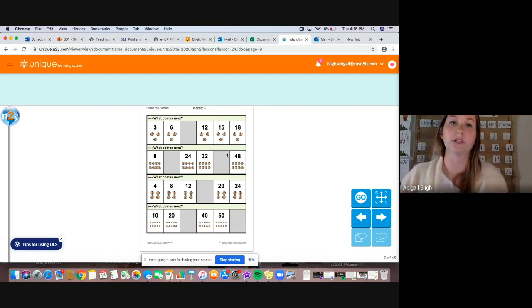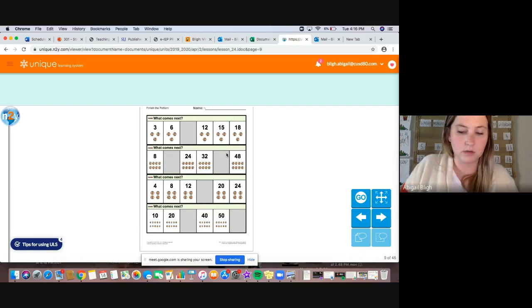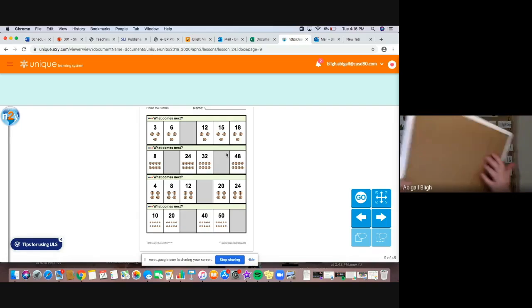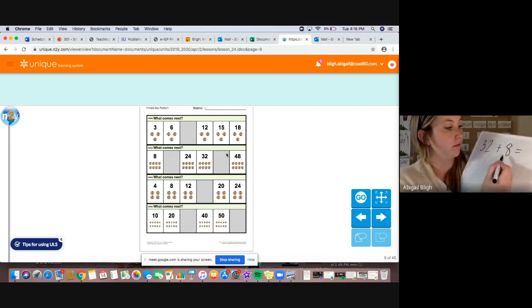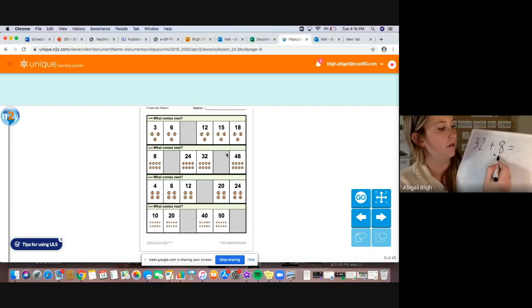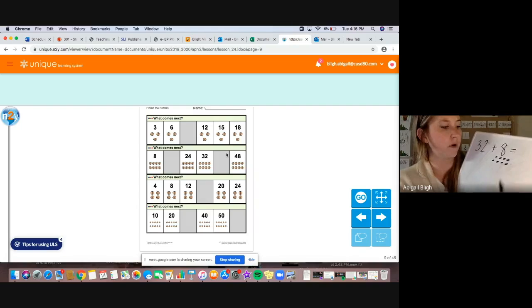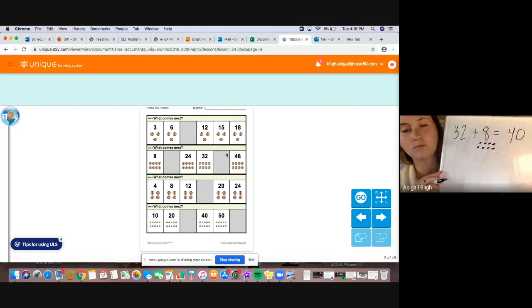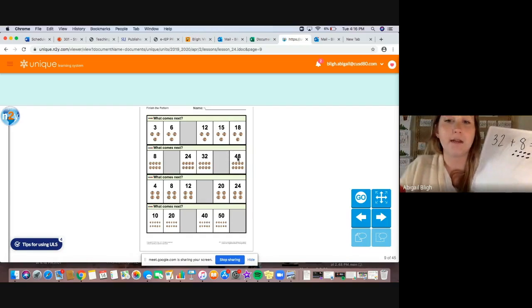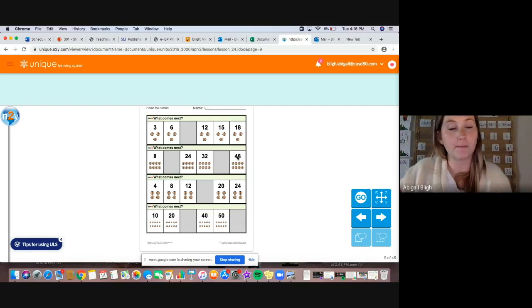So I'm going to erase my board to give me some room. So I'm starting with 32 plus 8. This is a big number. So I'm going to count up from 32. 32, 33, 34, 35, 36, 37, 38, 39, 40. So 32 plus 8 is 40. And if I add 8 more from 40, I get 48, and that's what my last box is here. So we did it right.